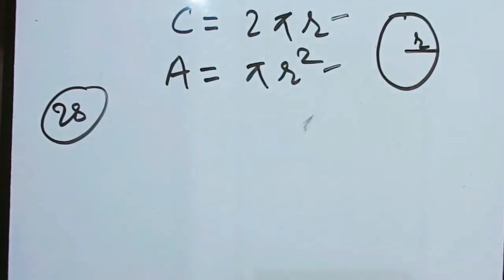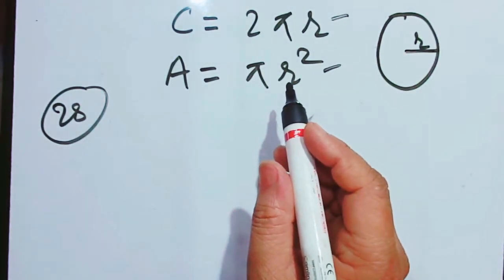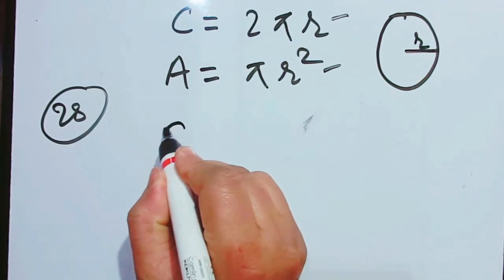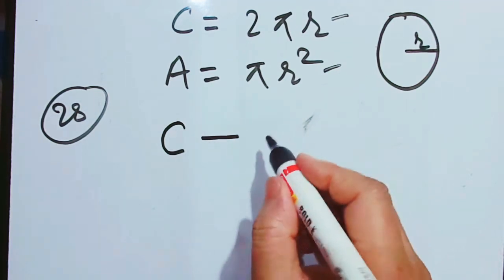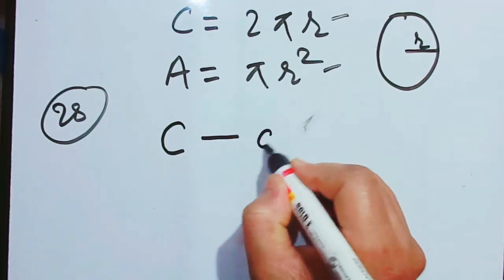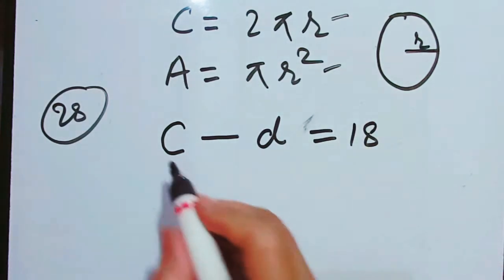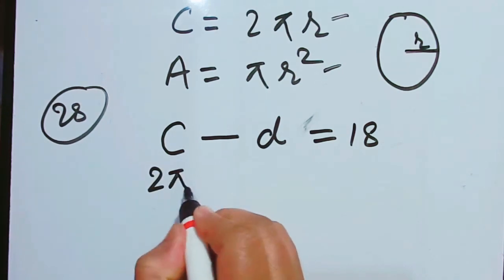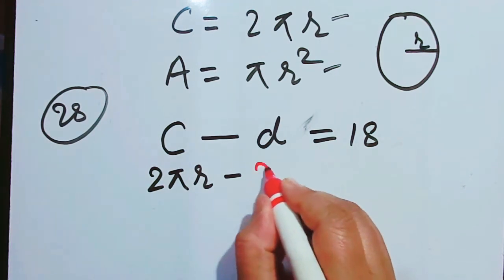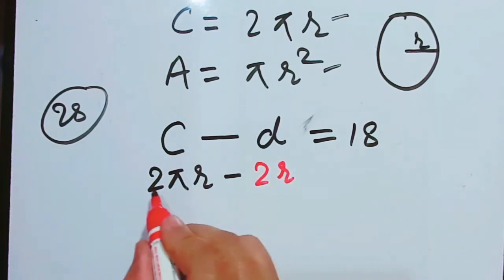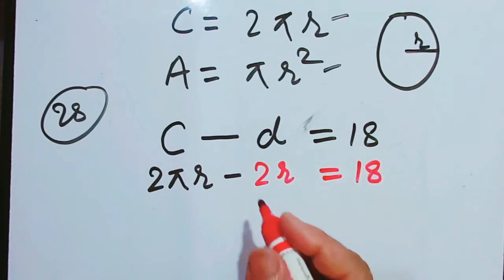says that the circumference of a circle exceeds its diameter. Exceeds means becomes bigger, exceeds its diameter by 18 centimeter. Fine. So circumference is equal to 2 pi r, and the diameter, when you convert into radius, will be 2r. So circumference minus diameter, 2 pi r minus 2r, is equal to 18. Now let us solve.